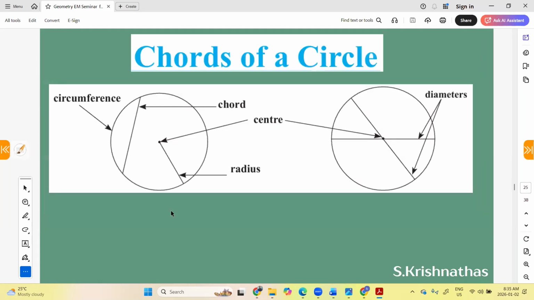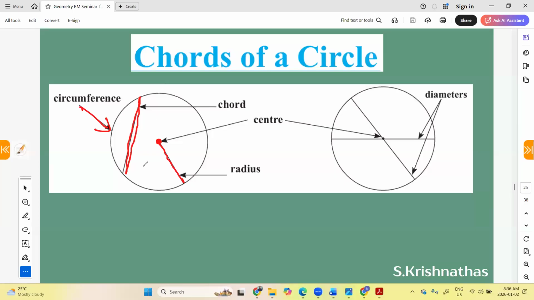Circular theorems. Chord of a circle. Students, can you identify these parts of the circle? Okay, these are the basic things. This is the center. This one is the radius. This one is the chord. Okay, this is the circumference. One more time.